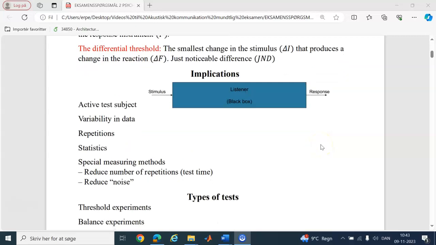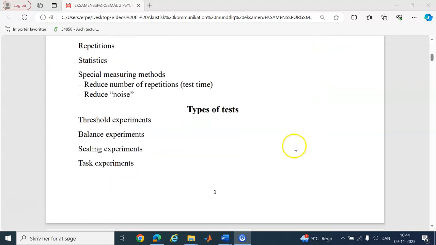We have an active test subject. We have some data, variability, statistics, repetitions, special measuring methods, and we want to reduce the number of repetitions, test time, and reduce noise. We have types of test: threshold experiments, balance experiments, scaling experiments, and task experiments.